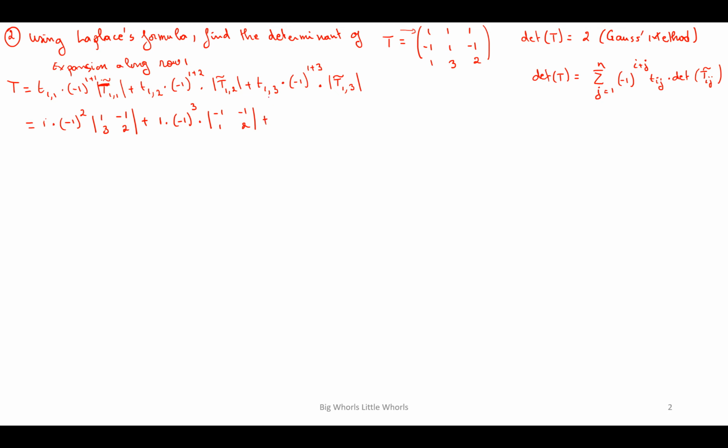We are left with minus 1, 1, minus 1, 2. Plus the entry 1, 3, first row, third column, multiplied by minus 1 to the power of 1 plus 3, which is equal to 4, multiplied by the determinant of the minor obtained by deleting the first row and third column. So we are left with minus 1, 1, 1, 3.